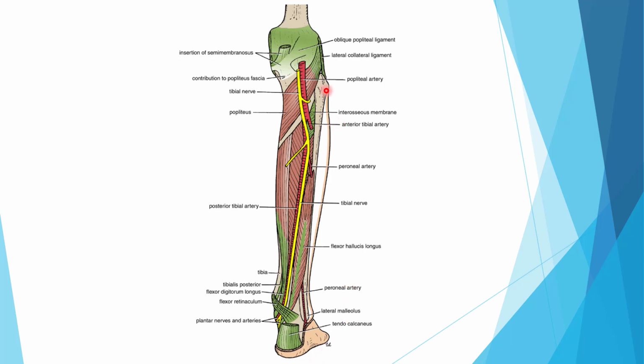See in this diagram, you can see the popliteus muscle. This is popliteus muscle here. This is popliteal artery which is dividing into anterior tibial artery and this is the posterior tibial artery. This is tibial nerve which will also divide into many branches.